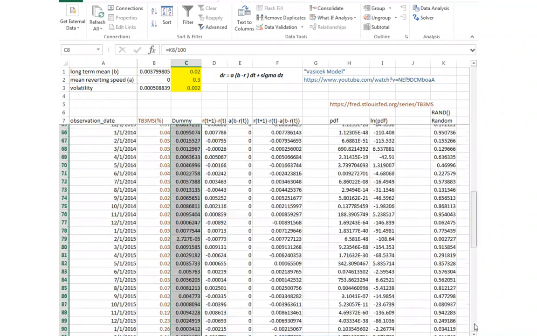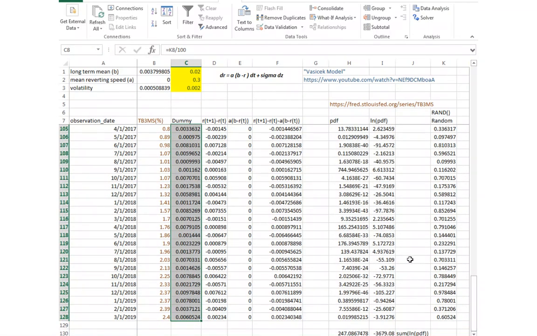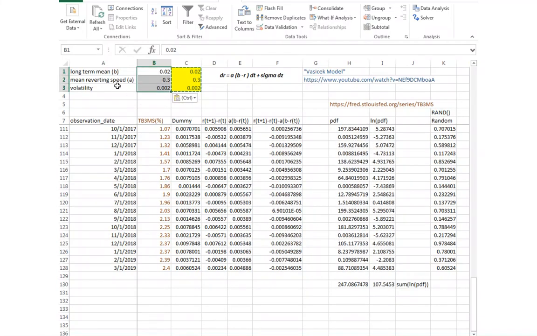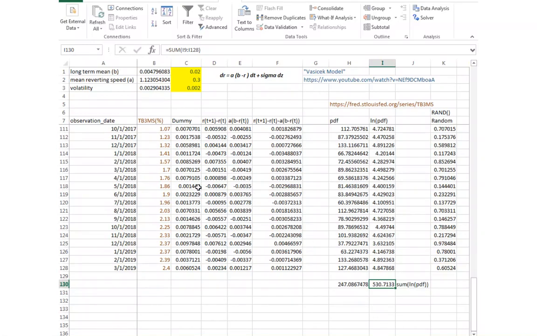If we go to the bottom of this Excel spreadsheet, we will do the same thing. Before that, let me put back the initial values for those parameters. We go to data, solver, and then we click solve. Now you can see the mean reverting speed is 1.123. It's not zero anymore.